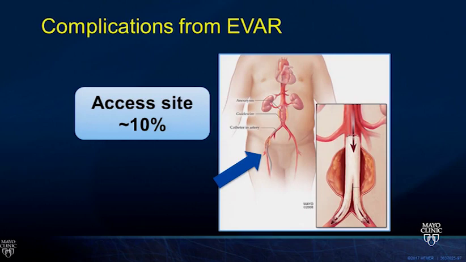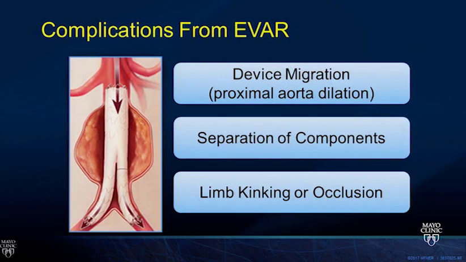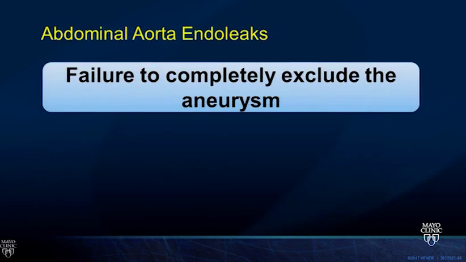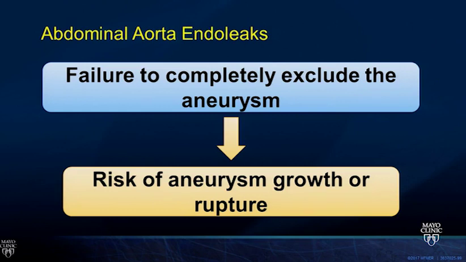The complications from EVAR: access site bleeding in 10%, and then device migration, separation of components, or limb kinking or occlusion, all of those are really pretty rare. But endoleaks is what we need to be thinking about. An endoleak is when you've failed to completely exclude the aneurysm. And what we need to be worried about then is, is there a risk for aneurysm growth or rupture? It depends upon the type of endoleak.